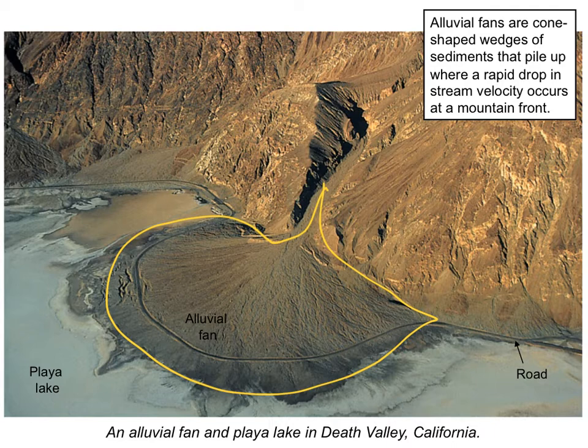Alluvial fans are cone-shaped wedges of sediment that pile up where there's a rapid drop in stream velocity at a mountain front. And so alluvial fans tend to contain sandstones and sometimes conglomerates that have medium to large size sedimentary clasts and that are usually poorly sorted. And typically the clasts are subrounded to subangular.